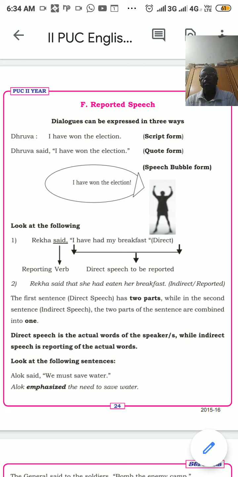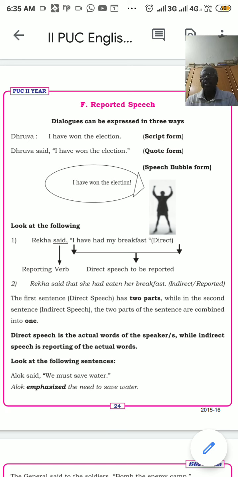Next is simple past. Simple past becomes past perfect. For example, the woman said, "I married last month." So which is the verb here? Married. Simple past tense. So it becomes like this. Underline married. The woman said that she had married the previous month. So the verb is had married. It has become past perfect tense. Simple past becomes past perfect. Married has become had married.